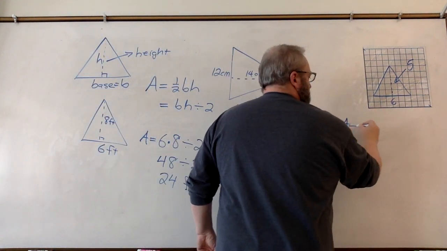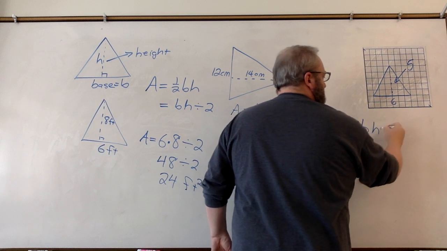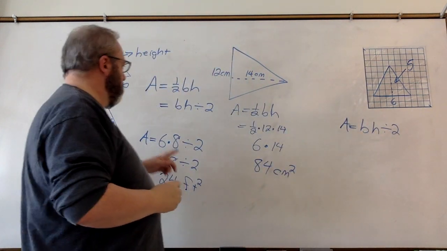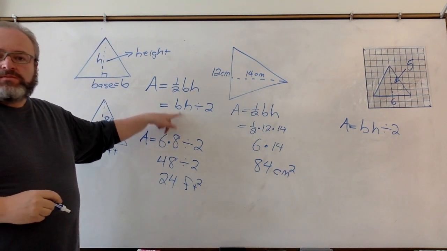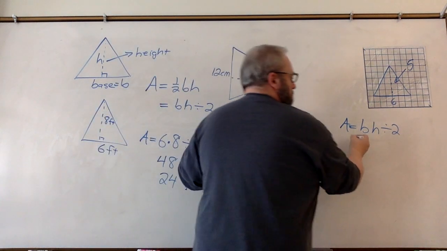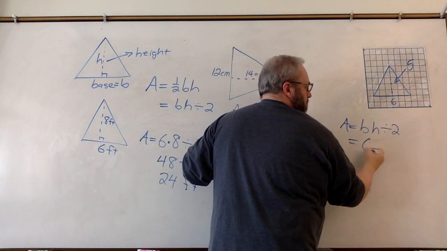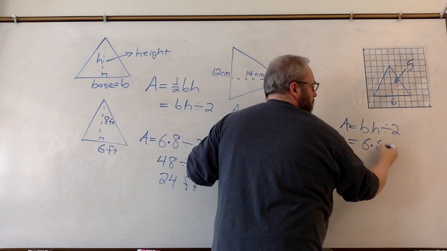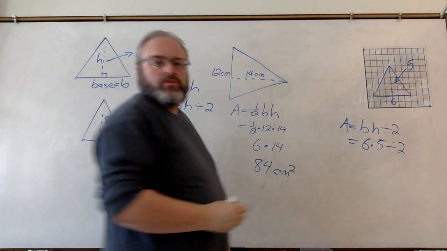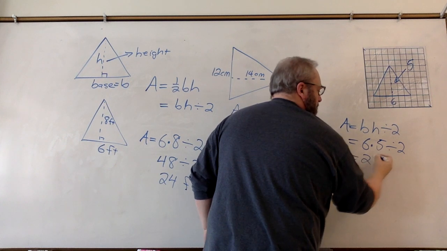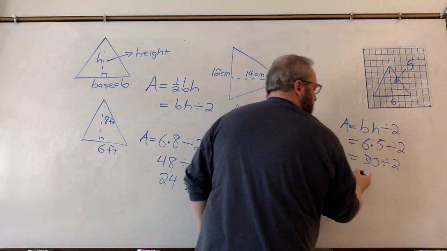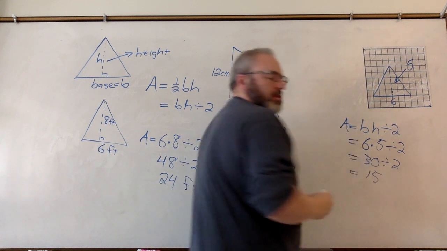So the area, base times height divided by 2. I've chosen to use this one. Again, you can use this one if you prefer. Base is 6 times 5 divided by 2. 6 times 5 is 30. 30 divided by 2 is 15.